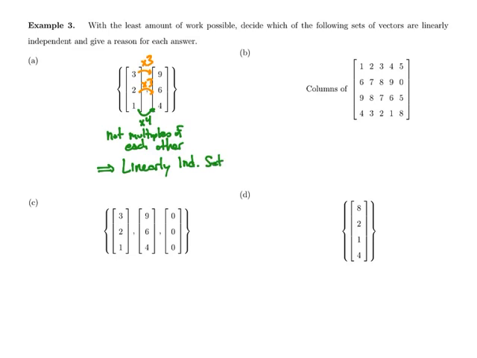Let's look at B here. B, we have the columns of this matrix. That is 5 vectors that we're going to look at. Right? We have the columns of this matrix that we could write as vectors.